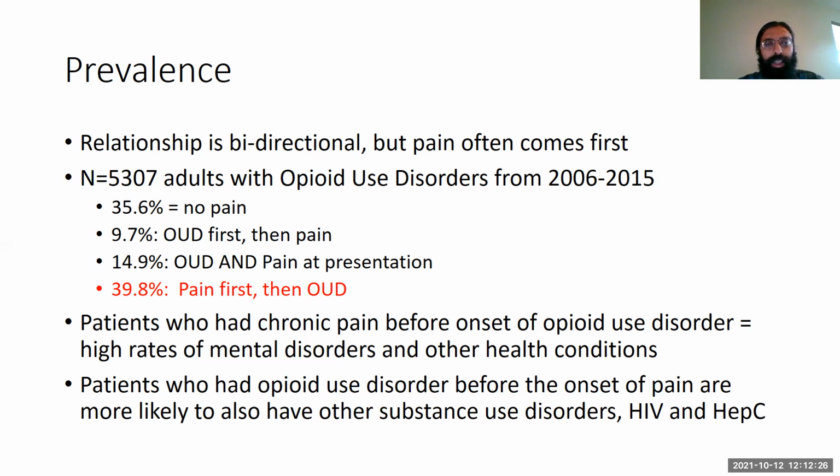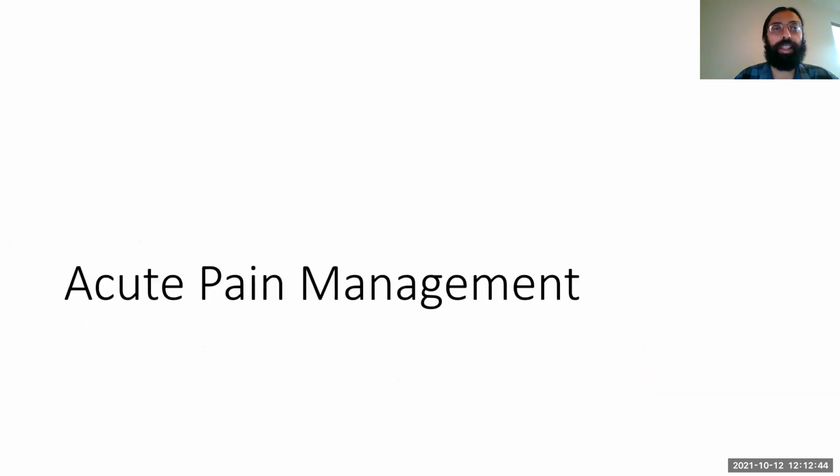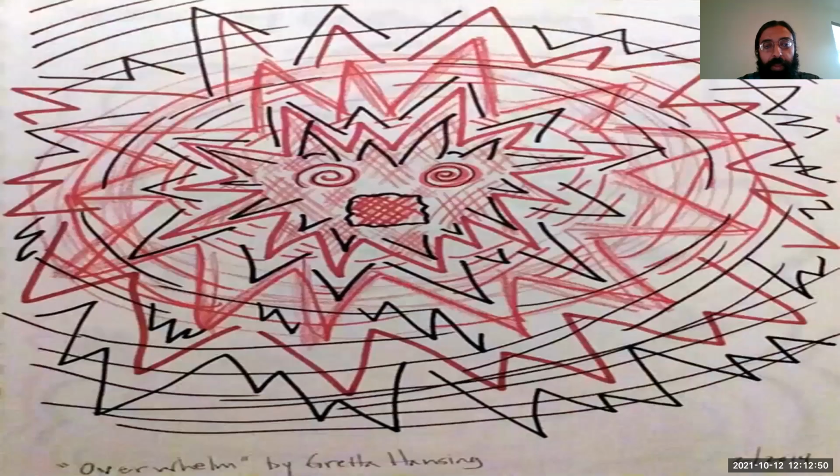Perhaps unsurprisingly in this study, patients who started with chronic pain had higher rates of other mental illnesses and other health conditions, but patients who started with an opioid use disorder had more severe and more numerous substance use disorders, along with things that can often go with that, including HIV and hepatitis C. So now we're going to go into acute pain management, and then we'll go into chronic pain management.